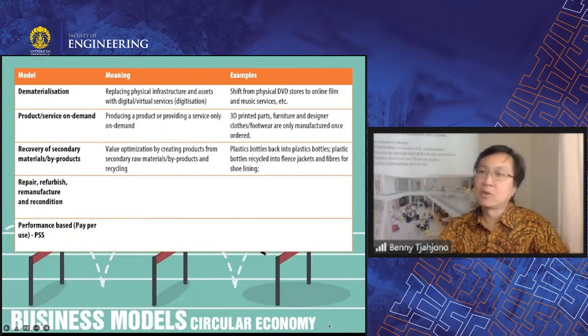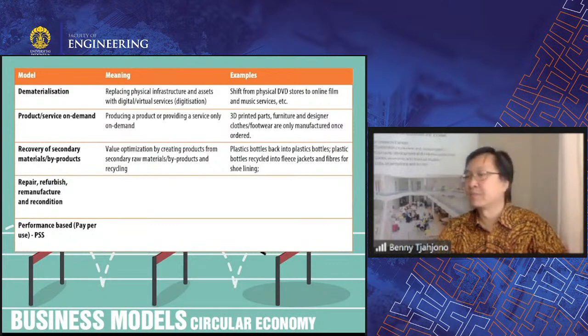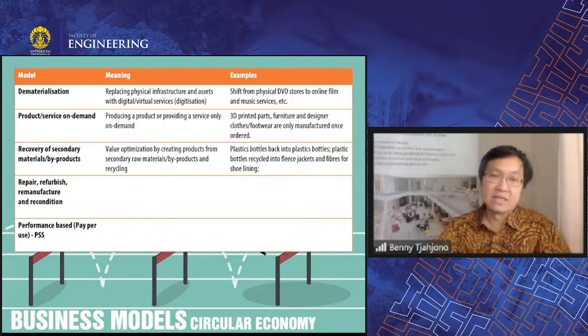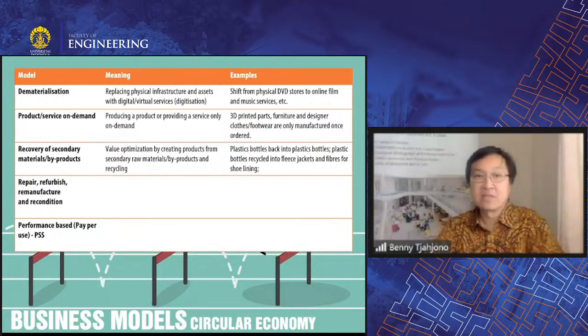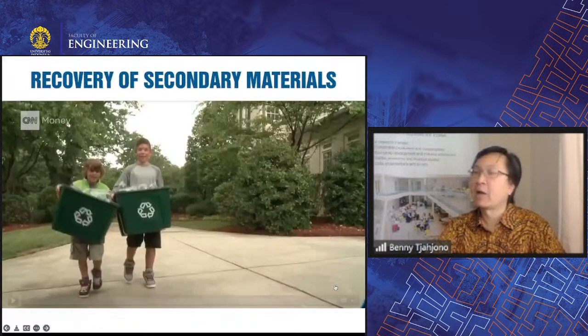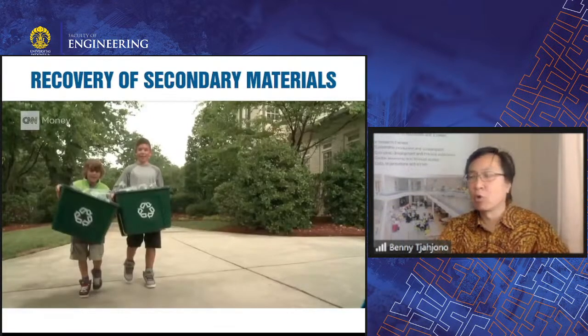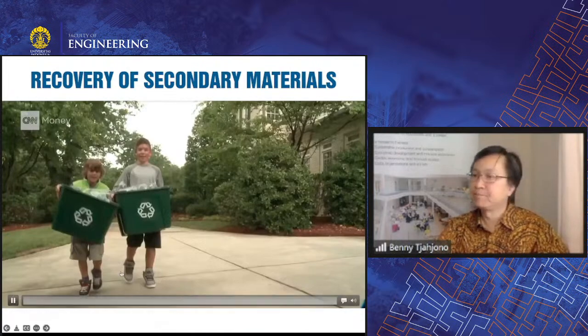The third business model is the recovery of secondary materials or byproducts. Perhaps this is the most common circular economy business model, particularly in developing countries. In Indonesia, for example, plastic bottles have been utilized, recycled, and made into many products. This is just an illustration, an example of how plastic bottles can be utilized as raw materials for textile.